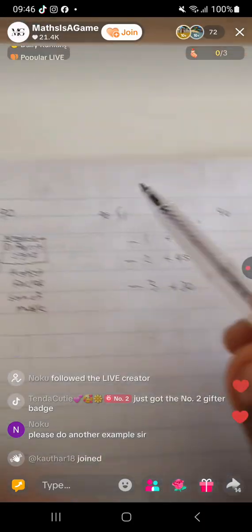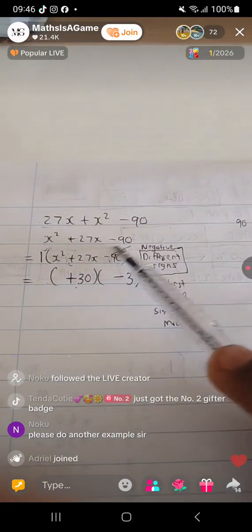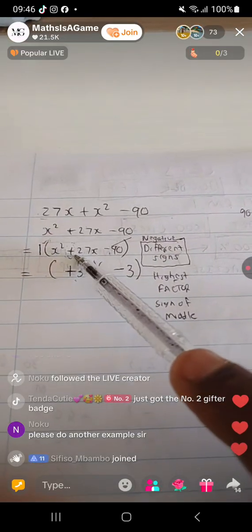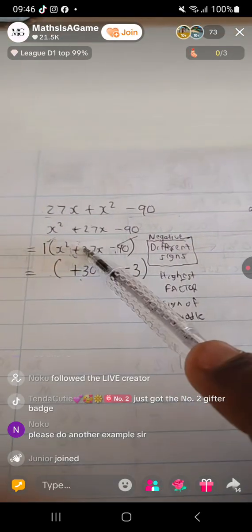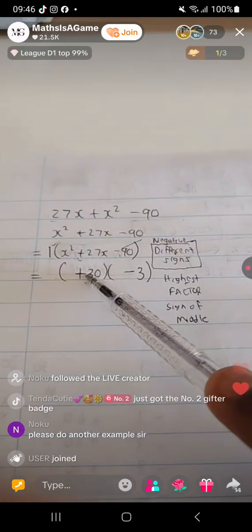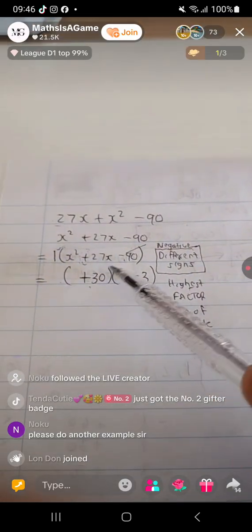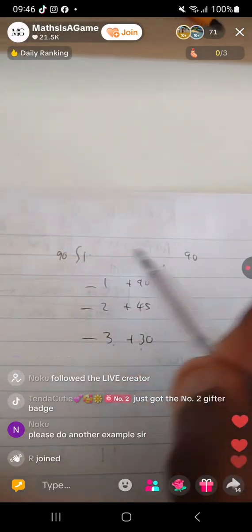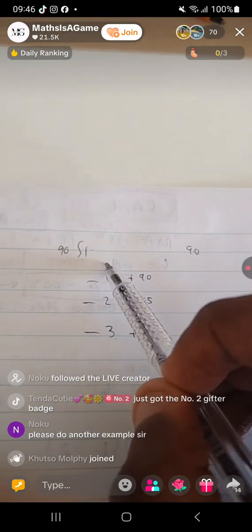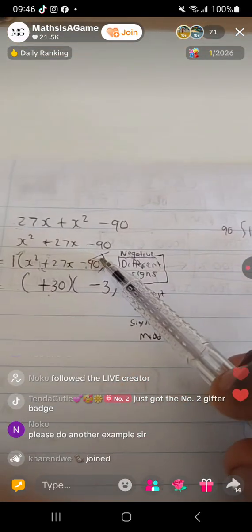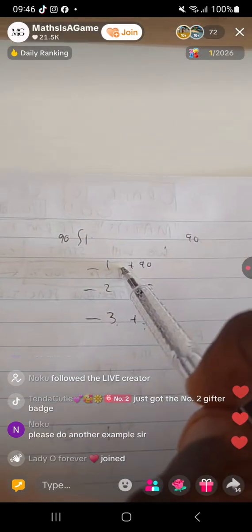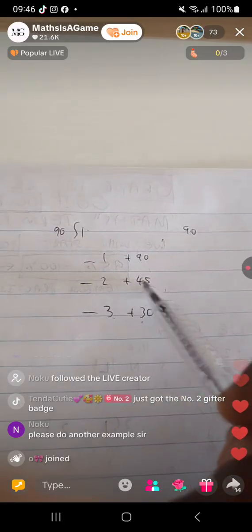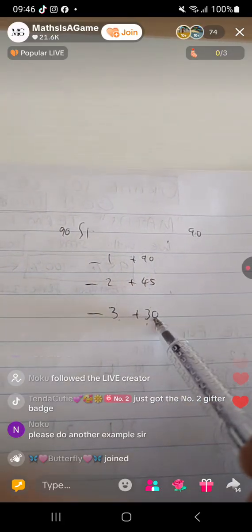The multiplication, guys, is sorted. Multiplying this is definitely going to give me negative 90, no doubt. It's just the addition. The addition must also give me 27. 30 minus 3 must give me 27, and it does. So when you find the pair of factors correctly, the multiplication is sorted. Multiplying these, all of them will give me negative 90. Multiplying this with that gives me negative 90. Multiplying this with that, negative 90.